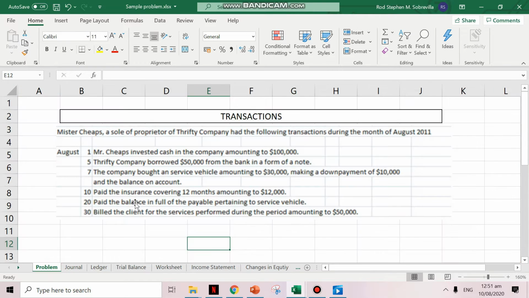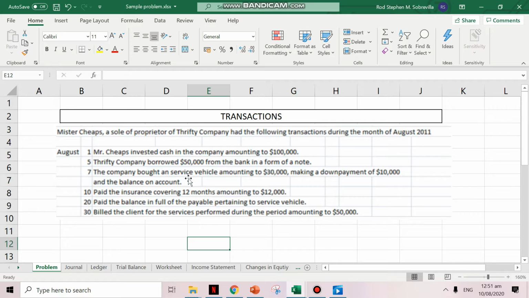And then, next, we have the company bought a service vehicle amounting to 30,000, making a down payment of $10,000 and the balance on account. Yan. Medyo complicated na. Kasi, parang tatlo na yung pinag-uusapan. Isa-isahin natin yan.